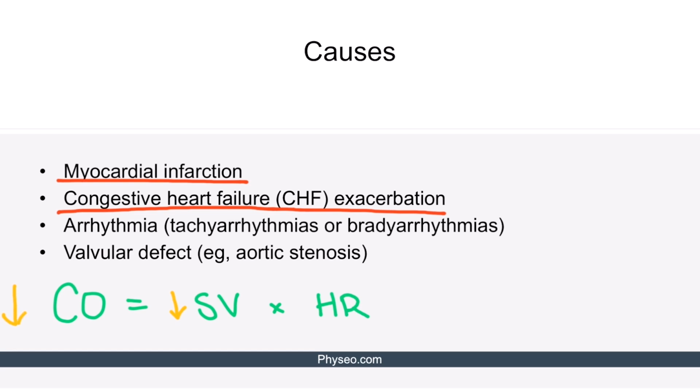Now, potentially any arrhythmia can also cause a cardiogenic shock. Tachyarrhythmias decrease the diastolic filling time and the preload, which in turn lowers the stroke volume, so there's less time to fill up. Bradyarrhythmias, on the other hand, severely decrease the cardiac output by decreasing the heart rate. Finally, valvular defects can result in cardiogenic shock. For example, if a patient has severe aortic stenosis, then left ventricular outflow obstruction can really compromise the stroke volume. And if the stroke volume goes down, then the cardiac output will go down.